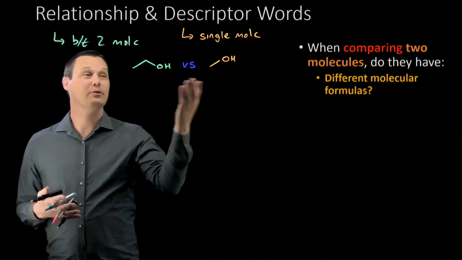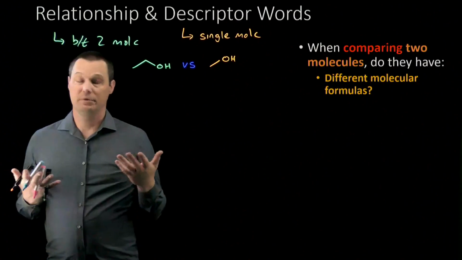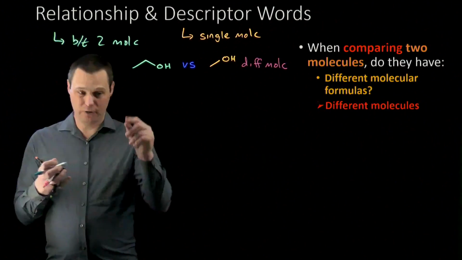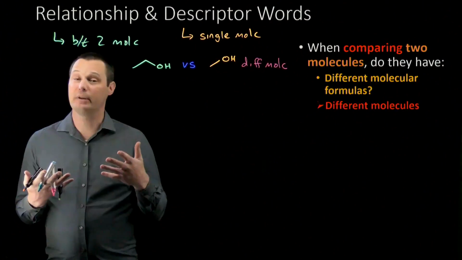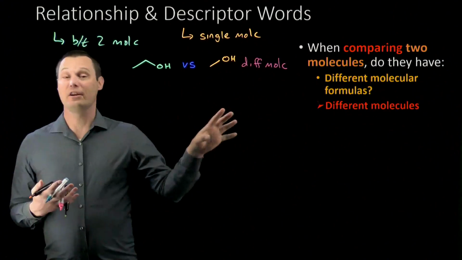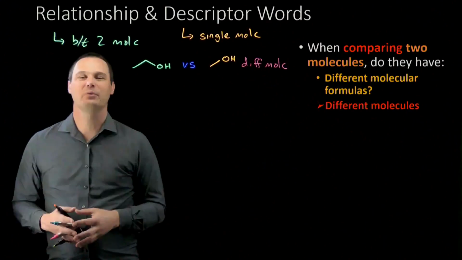If the molecules have different molecular formulas, that's a fairly easy case. The analysis is over. We call these different molecules. They're different molecules. They have different molecular formulas. Most random molecules in the world are going to be different molecules. Most molecules have different molecular formulas. But most pairs of molecules on an exam are not going to be different molecules. It will rarely be this easy on an exam. So let's look at different relationship words.